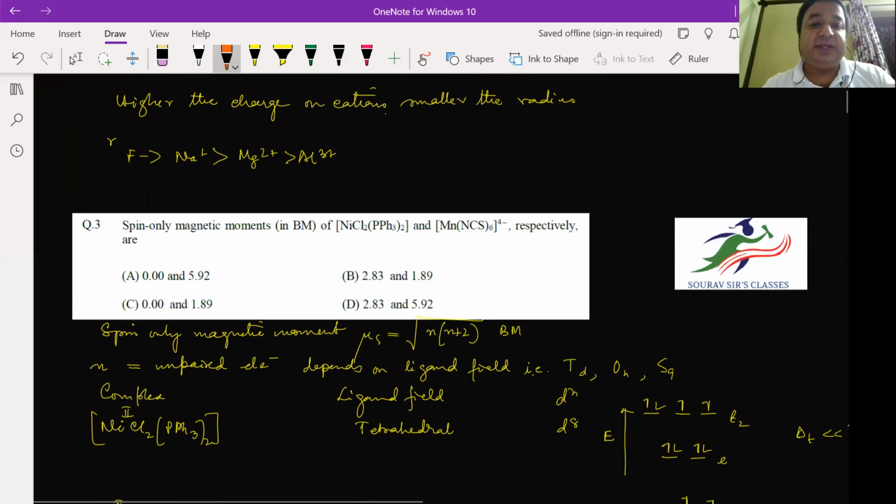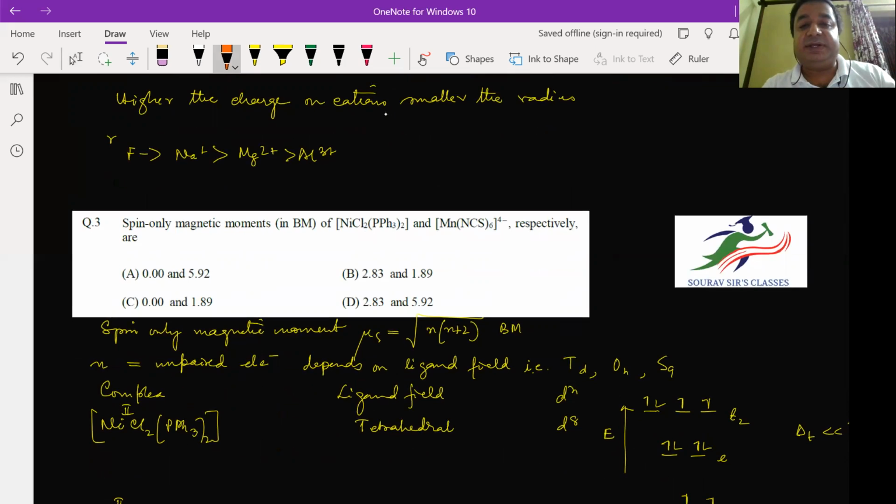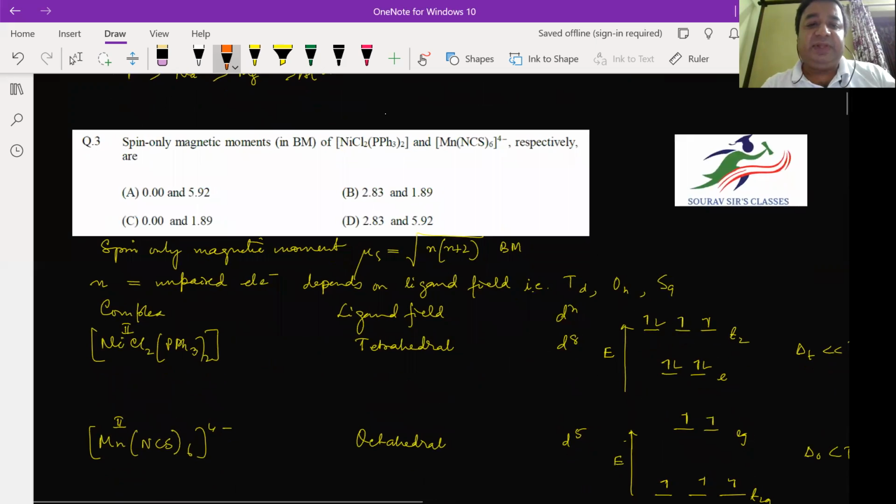Okay, for the next question, here we have to find out the spin-only magnetic moment in Bohr magneton for NiCl2(PPh3)2 and Mn(NCS)6 4-, respectively. Now here, when they're talking about spin-only magnetic moment, then one has to think that mu_s is equal to root over n(n+2) Bohr magneton, where n indicates the number of unpaired spins present in the complex. Now the amount of unpaired electrons will be depending obviously on the ligand field, and what type of ligand field it is, whether it is tetrahedral, octahedral, or square planar.